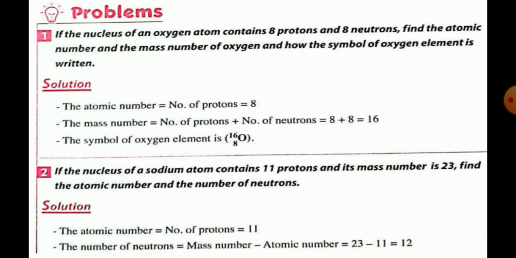Number 2: if the nucleus of a sodium atom contains 11 protons and its mass number is 23, find the atomic number and the number of neutrons. About the solution: the atomic number equals the number of protons, which equals 11, and the number of neutrons equals the mass number minus the atomic number, 23 minus 11 equals 12. Brilliant.